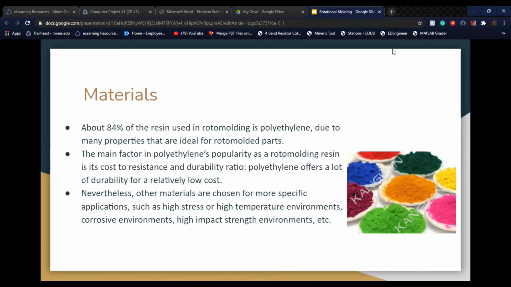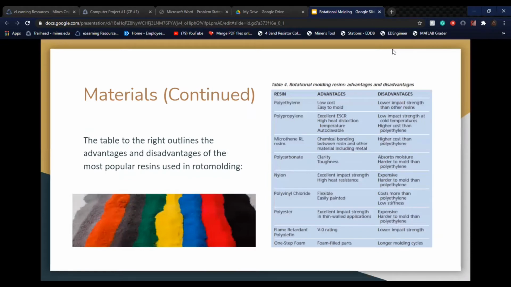Nevertheless, other materials are often chosen for more specific applications. These applications include high stress or high temperature environments, environments that involve a lot of corrosion, and environments that have a lot of impact strength upon the rotomolded parts, as well as many others. As you can see on the table on the right, it outlines the advantages and disadvantages of the most popular materials used in rotomolding.